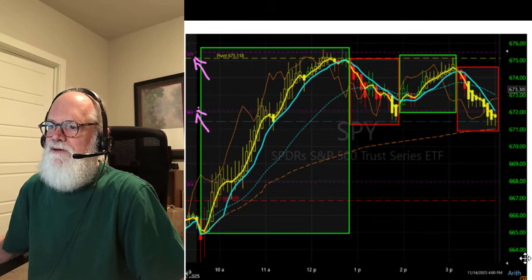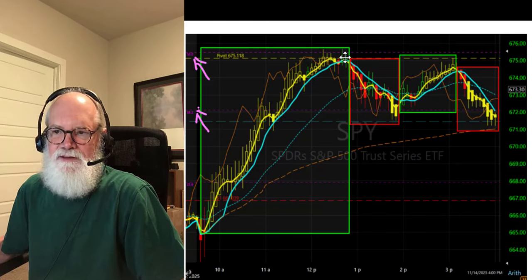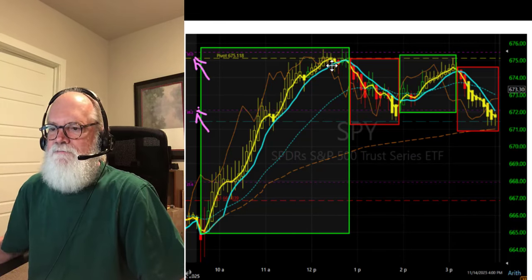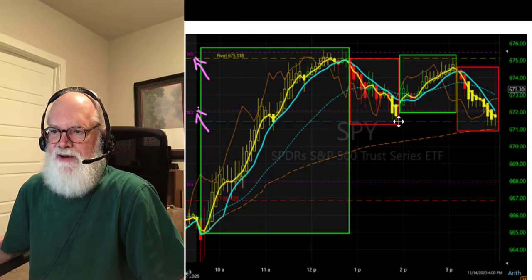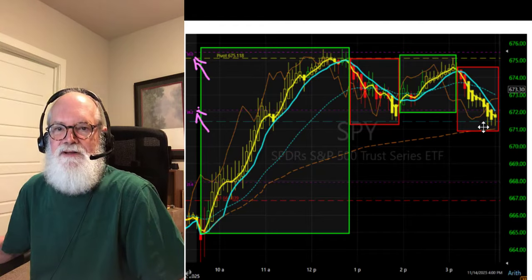This was about a 12-point run from the morning low up to the peak there. That's a huge move in the SPY, in case you're not used to trading the SPY. And then we had that retracement, like I said, down into support, came back up to retest the high of the day, came back down to retest that support again. So we'll see what happens on Monday morning.